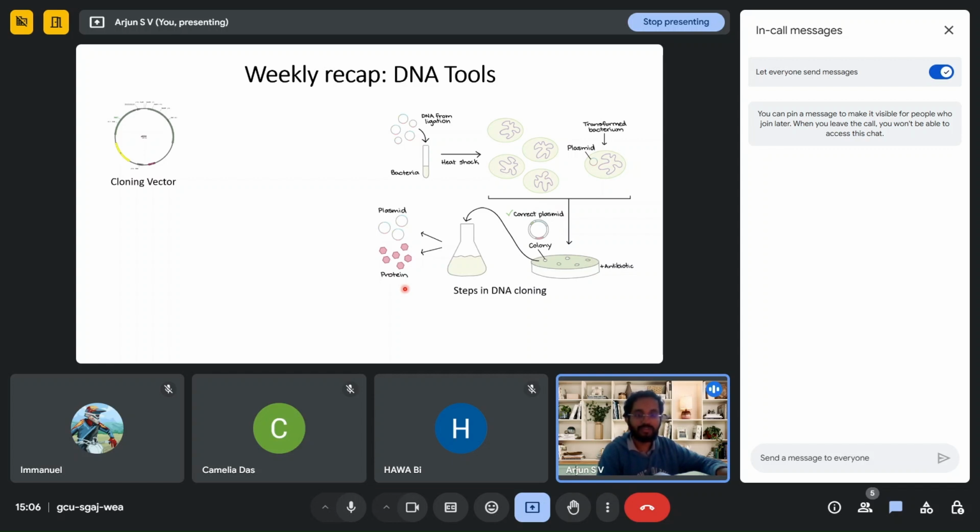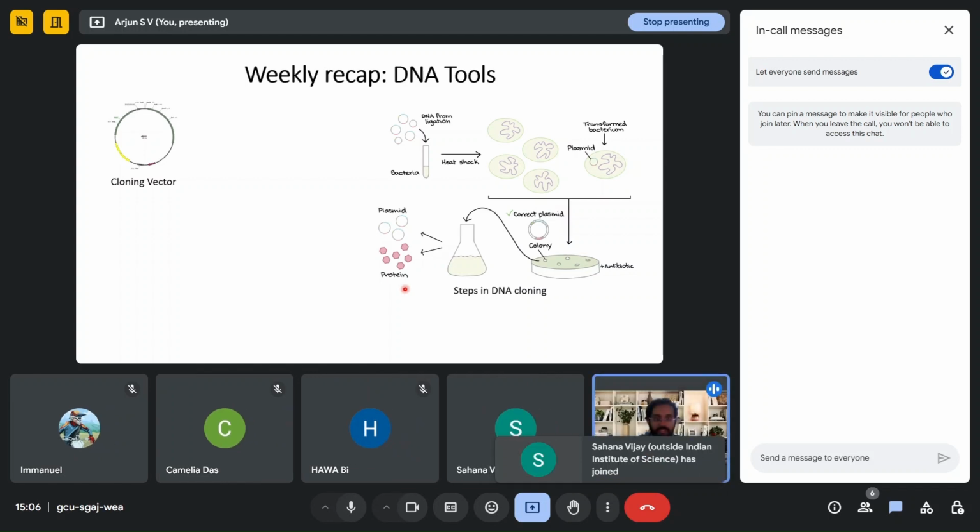molecule. So if we have a plasmid, the plasmid would be cut into two or three or multiple parts depending on our choice by use of exonuclease.